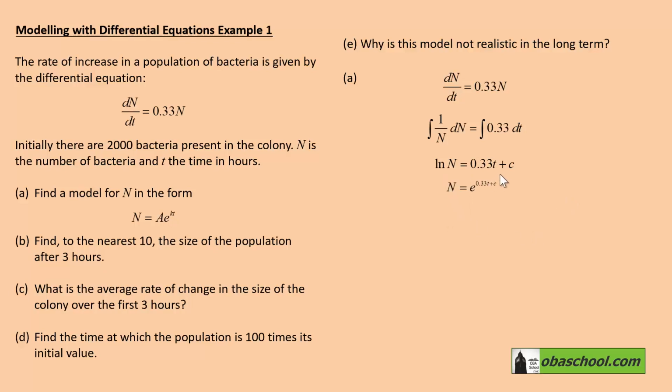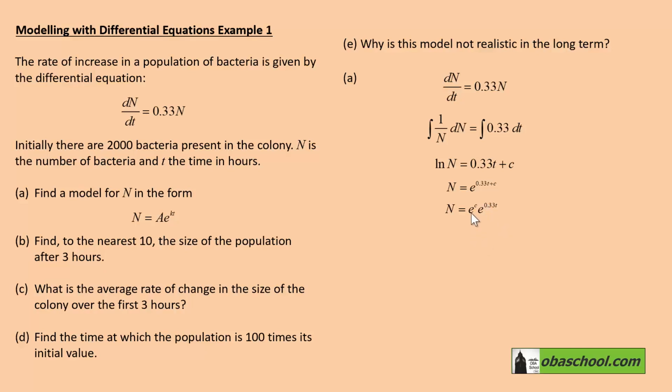Taking the exponential function of both sides and remembering that the exponential function and the natural log are inverse functions, when we do e to the log n, we just get n. On this side, we get e to the 0.33t plus a constant, but we can use our index laws here to split that into e^c times e^(0.33t). Remember, in this situation, we would add the indices.